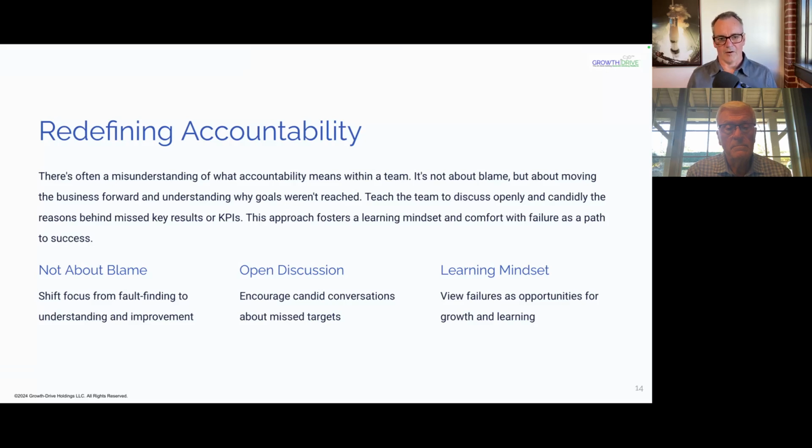And also fosters a learning mindset, right? Failures are opportunities to learn. Great to avoid failures. That's impossible. A failure is an opportunity to learn and improve. We can only learn and improve if we're keeping data, if we're keeping measurements, right? If we fail and we don't clearly understand why, that's a different animal altogether.